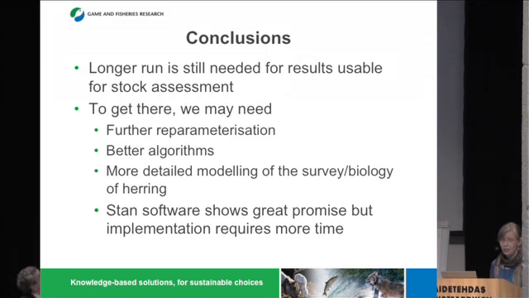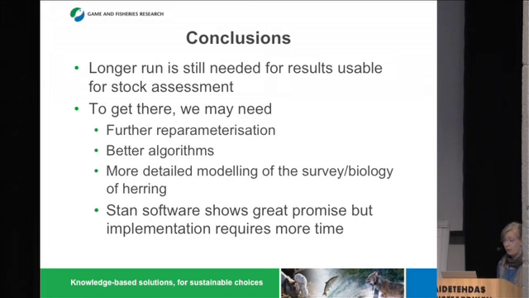So the conclusions at this point are that the longer run would still be needed so that these results could be usable for the stock assessment. And to get there, we will most likely need further trying different reparameterizations, whether that could help us, maybe the better algorithms such as STAN.